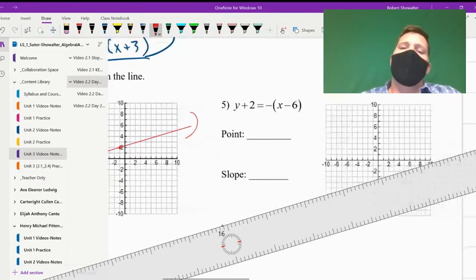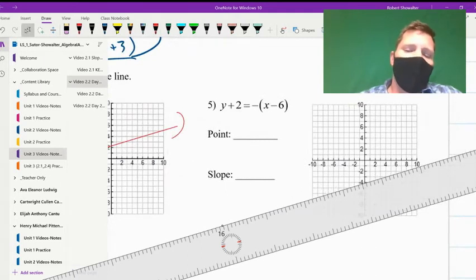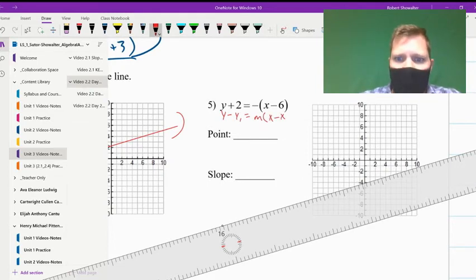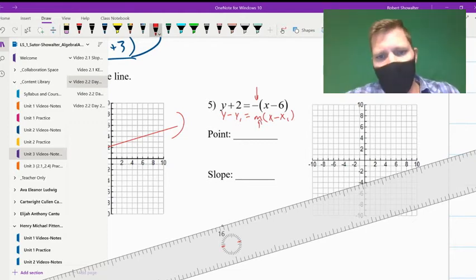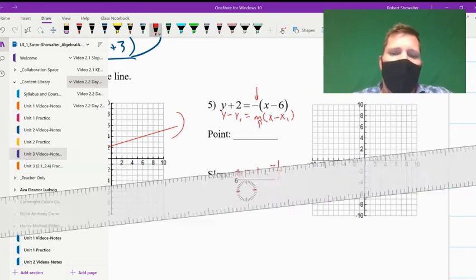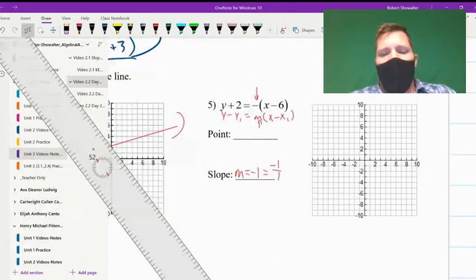Here we go. Let's do another one. A little bit different, a little bit weird. Remember, we've got y minus y1 equals m times parenthesis x minus x1. Notice our m is the thing out in front of the parenthesis if it's in point-slope form. That's a negative. It's just a negative out there. So that's actually a slope of -1. You could view it as -1/1 to figure out how to graph it.